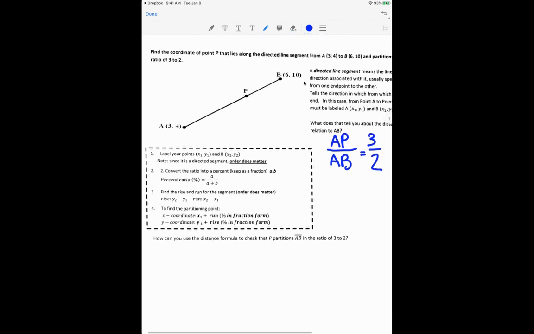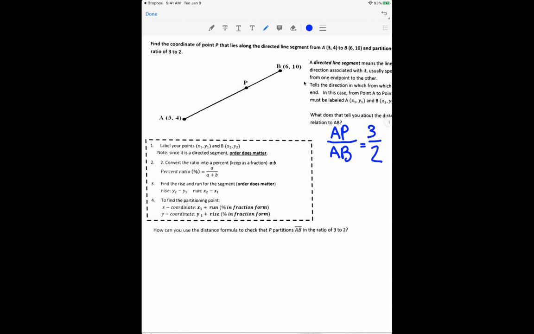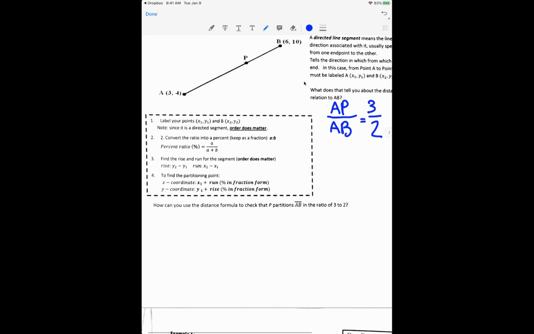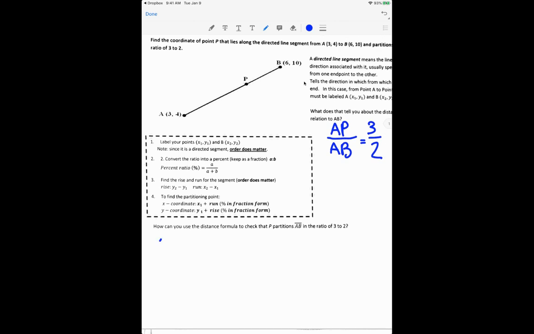So there's quite a few steps, but I have them outlined for you. And we're going to take this first one nice and slow. So first they want to label your points. So that is already labeled for you in the diagram, but we're just going to go ahead and put that on this paper so we have it. So we have A is x1, y1, which is 3, 4. And then we have B is going to be x2, y2, which is 6, 10. And I'm just pulling that directly from the diagram or the instructions.